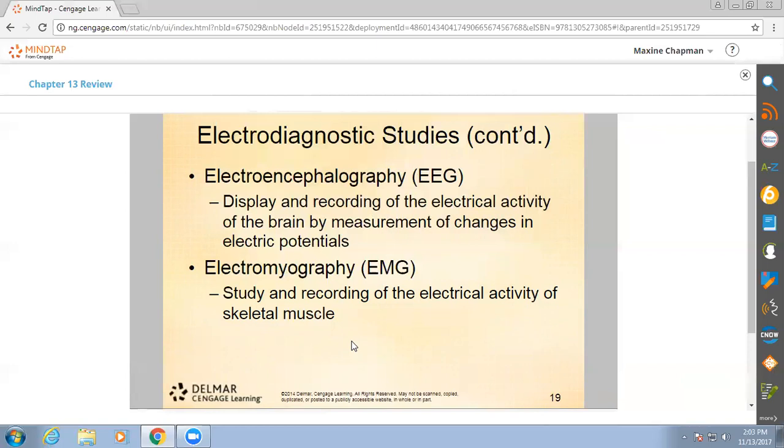EMG is a study and recording of the electrical activity of skeletal muscle. So information about muscle contractility and innervation can be assembled.